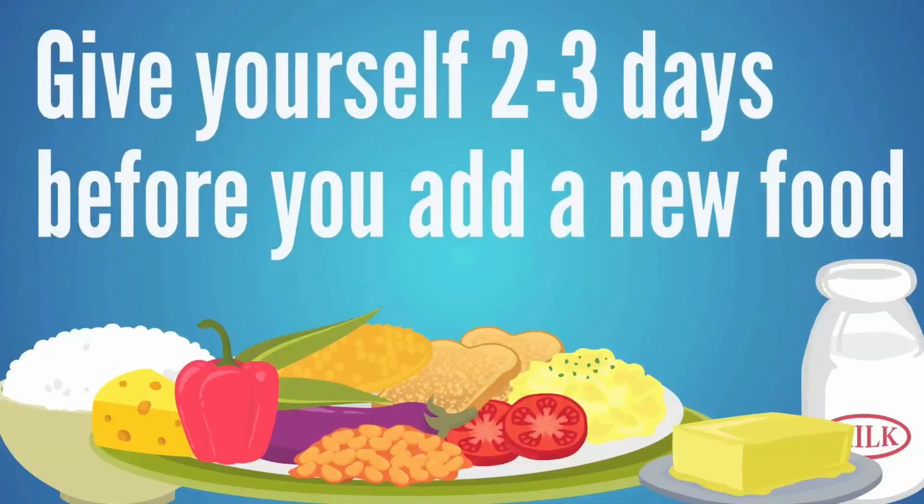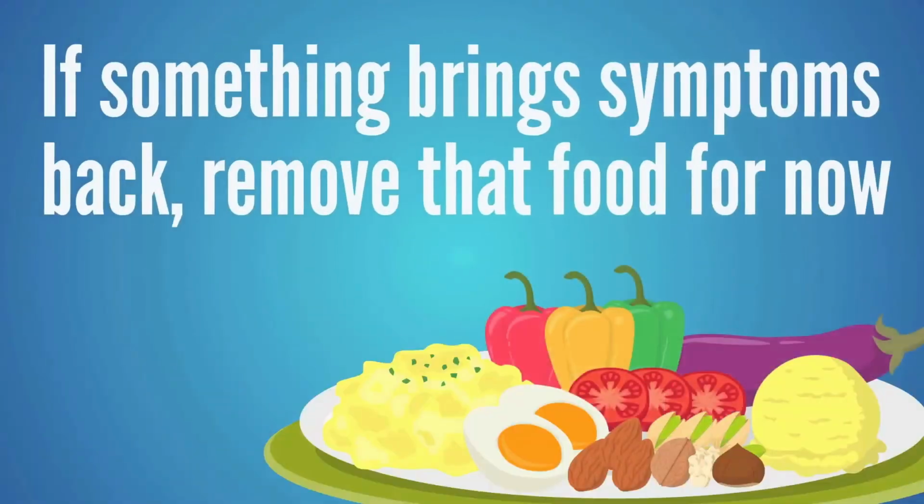So they really need to add in one food at a time, and you want to give them 2 or 3 days before they introduce another food. Because it's not like, oh, I ate this food, now I got an extra foot growing out of my neck. You know, sometimes it takes 2 or 3 days for the symptom to really kick in. So you want them to introduce a new food every 2 or 3 days, one at a time, and then if a food creates those symptoms again, they know they need to remove that for now.